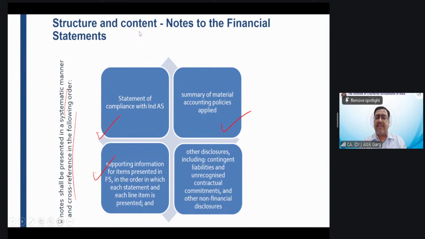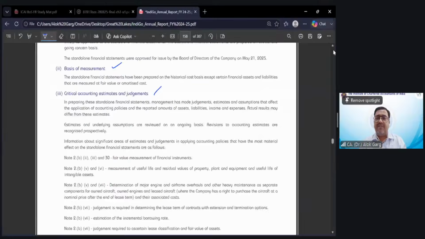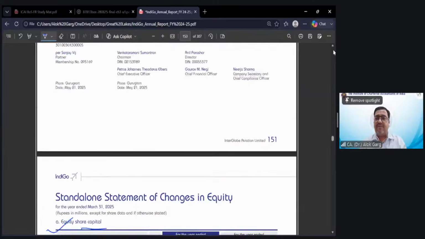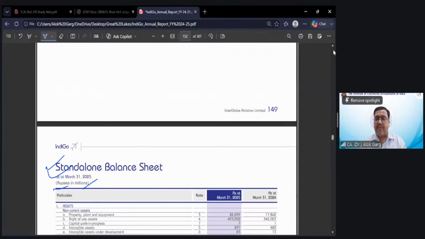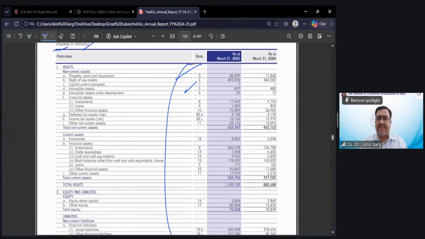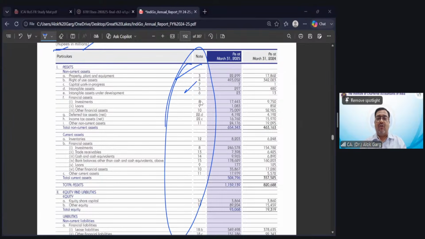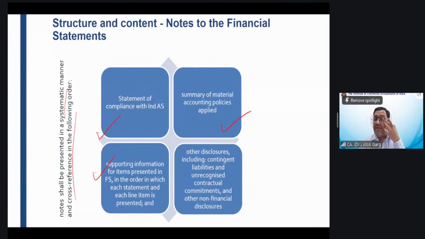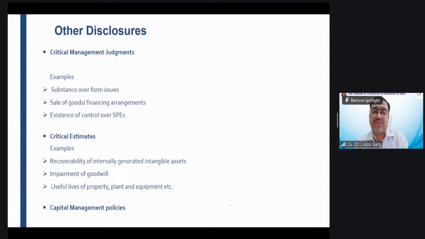What is meant by supporting information? For example, if you see the balance sheet and P&L, every line item is guided by some note reference. Can you see the balance sheet and P&L? There is a note reference in the balance sheet: 3, 4, 5, 6, right? So supporting information of balance sheet and P&L is given in the order in which each statement is presented. Always the balance sheet breakup comes first, then P&L breakups. And other disclosures like related party, capital commitment, contingent liability, etc., are required to be disclosed, right?